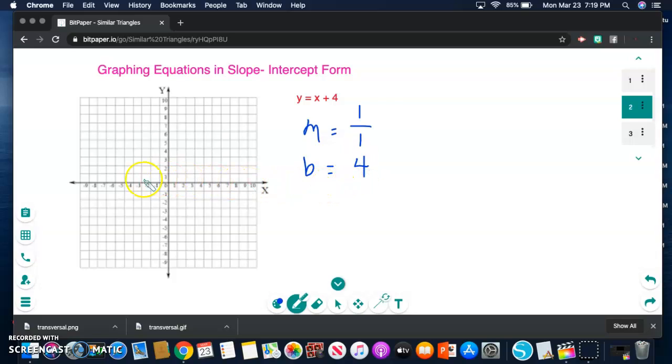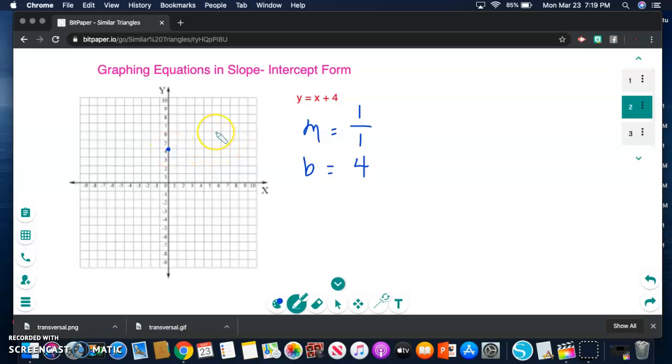So the first thing that you want to do is graph your y-intercept first, and your y-intercept is 4. Starting from 0, we're going to count up 4 times because the 4 is positive. So we're going to count 1, 2, 3, 4. And we're going to go here.